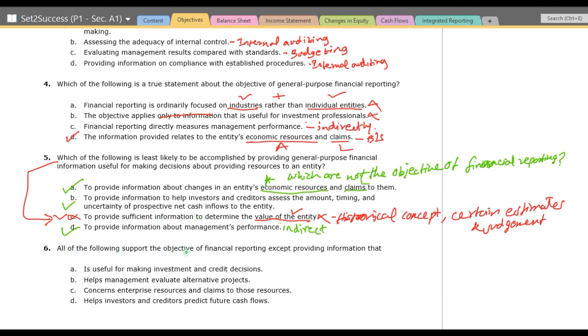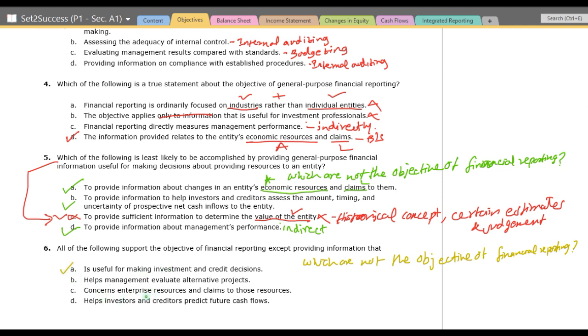Next, all of the following support the objectives of financial reporting except providing information that. Here also the question is asking for which are not the objectives of financial reporting. Is useful for making investment and credit decisions? Yes, this is one of the objectives of financial reporting, that it's useful for us to make investment and credit decisions.